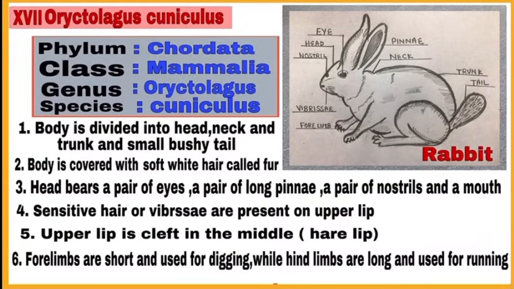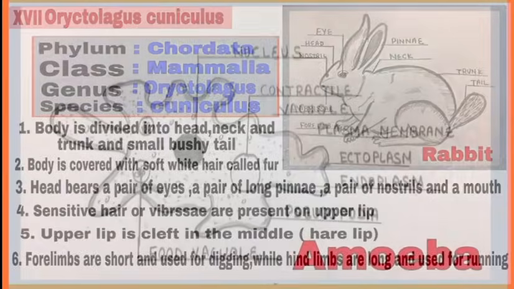Forelimbs are short and used for digging, while hind limbs are long and used for running. Now, watch the diagrams which you have to draw in your practical notebook. Draw these diagrams with sharp pencil.